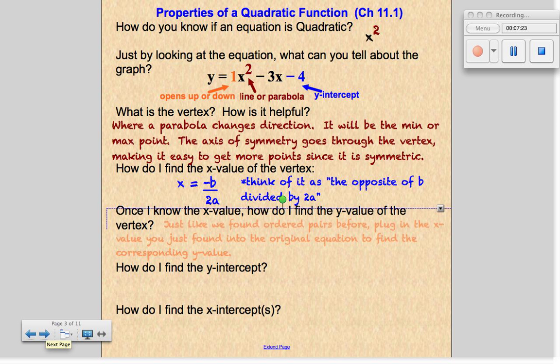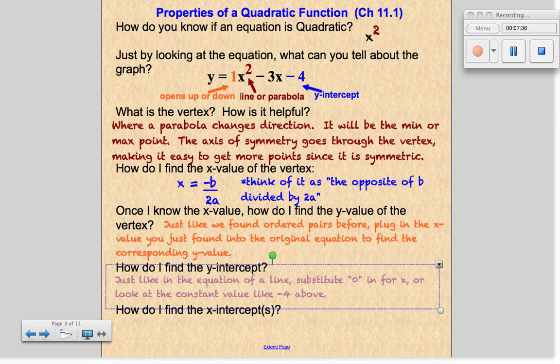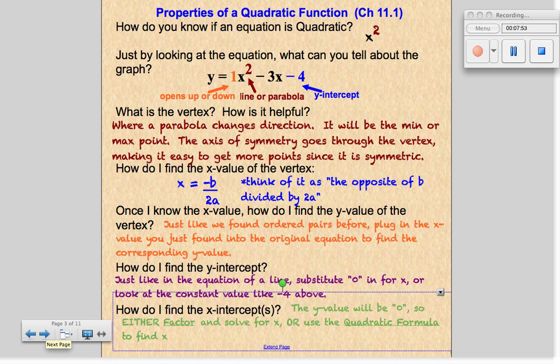And then once I know the x value, just like you were making a table of values, we would just plug the x value into the original equation, and then we would know what the y value is that goes with it. So now you would have your vertex. The y-intercept, we talked about that. You could just look at the equation really and tell what the y-intercept is because it's the constant number, or you could substitute 0 in for x, because wherever it crosses the y-axis, the x value is always 0.